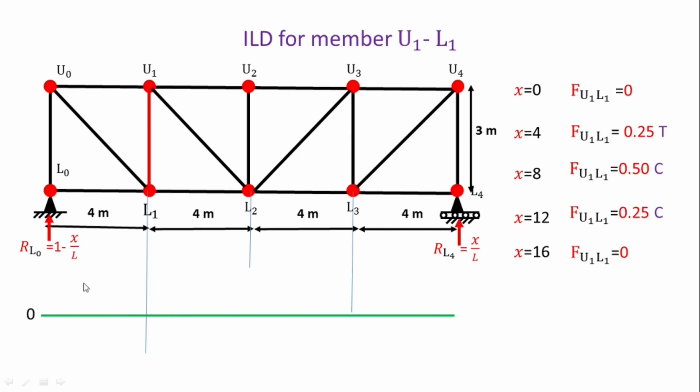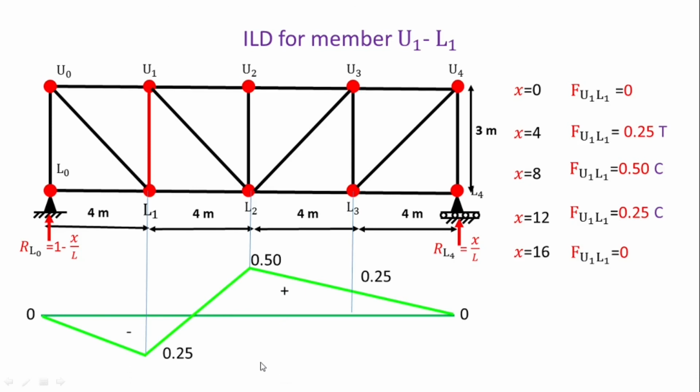So first is 0, then a tension, negative, so below the line, then the positive above the line, then 0.25 and the 0. Now join this 0 to 25 first, then this 25 to 50 in this way. So below the line is the negative and above the line is the positive. So in this way, this is the ILD for the member U1L1, vertical member.